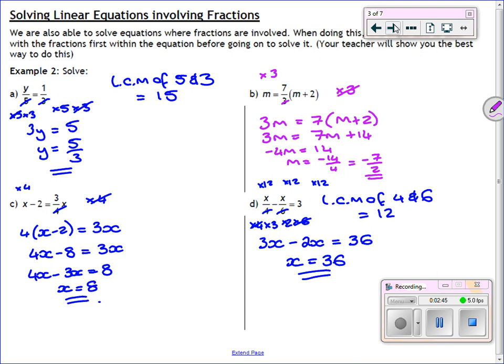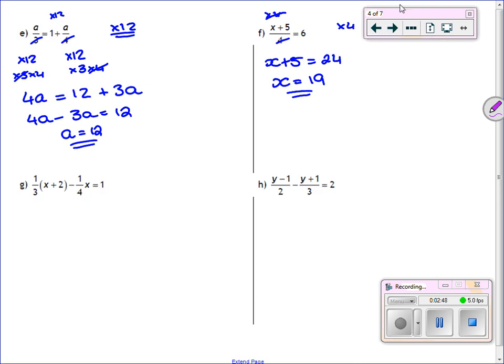Let's take a look at example G now. We've got two fractions this time. One is holding a bracket in place. So remember, if we have two fractions, we need to find the lowest common multiple of the denominators. So I need the lowest common multiple of 3 and 4. So I need to multiply everything here by 12. Every single element needs multiplied by 12.